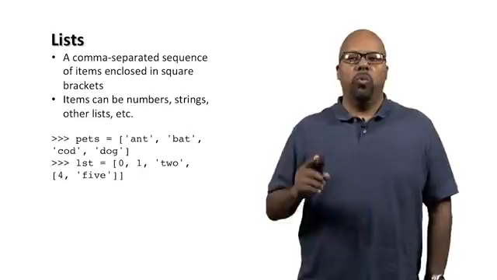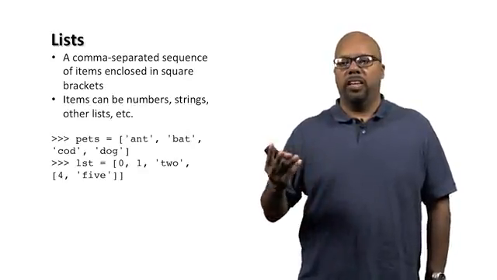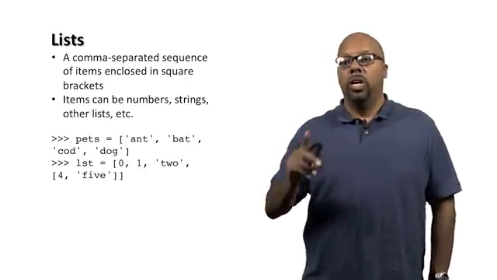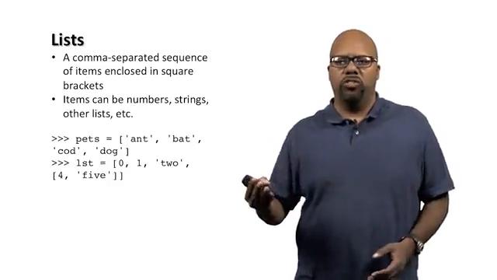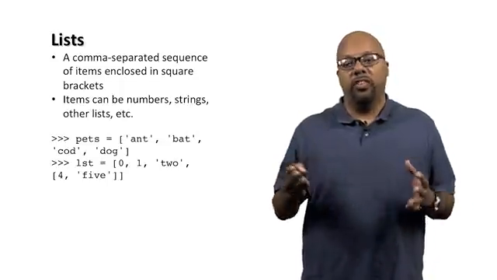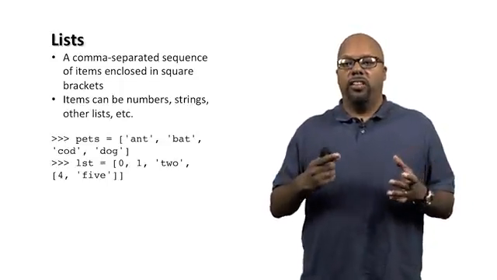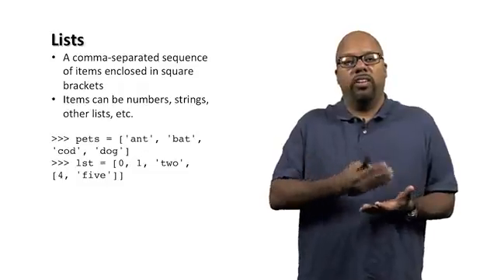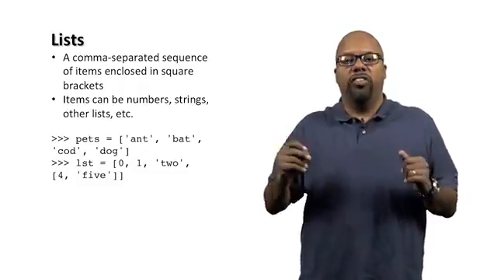0 is the first element, 1 is the second element. The next element is a string, 2, TWO. Notice that you're allowed to mix and match, right? The first 2 elements are integers, the next one's a string. That's fine. The fourth element, the last element, is actually another list, right? If you look at it, it's another list that itself has 2 elements in it, 4 and the string 5.